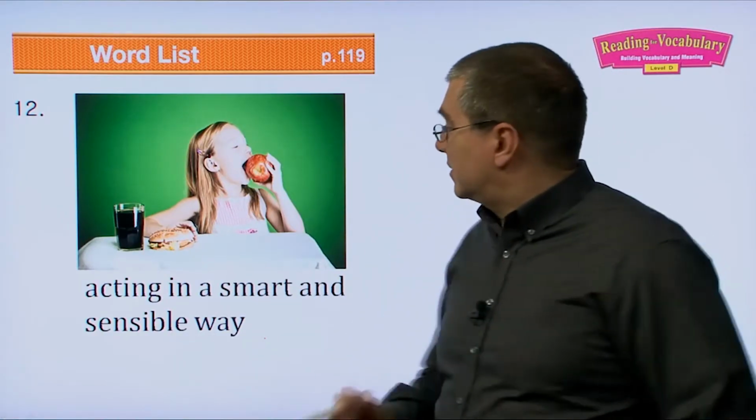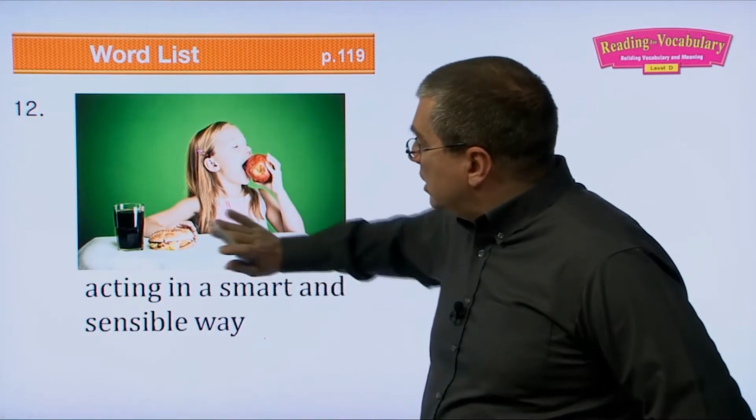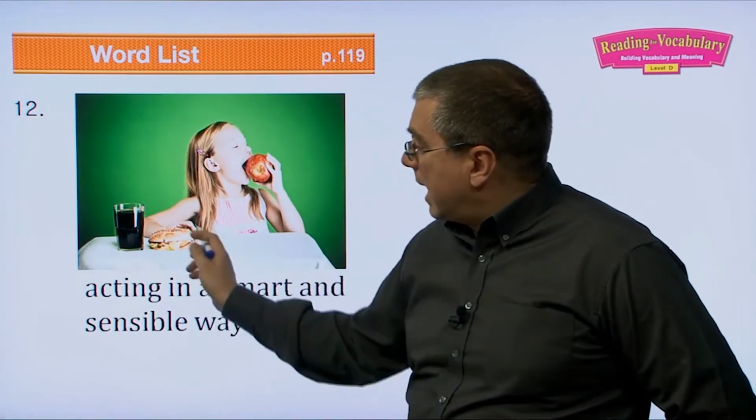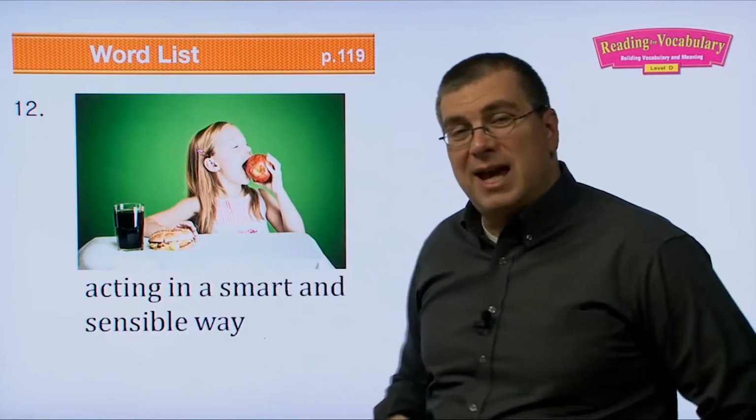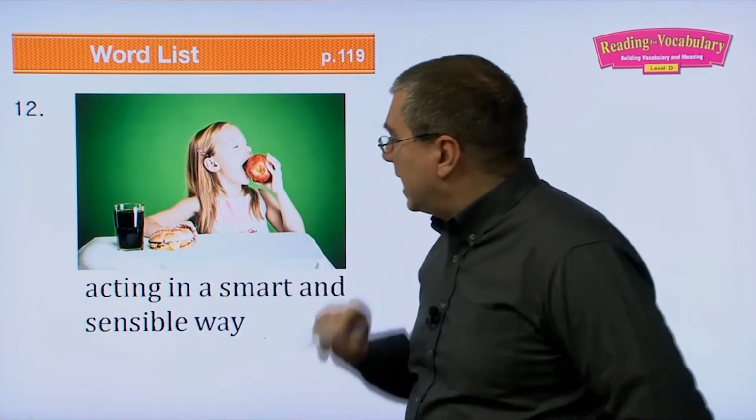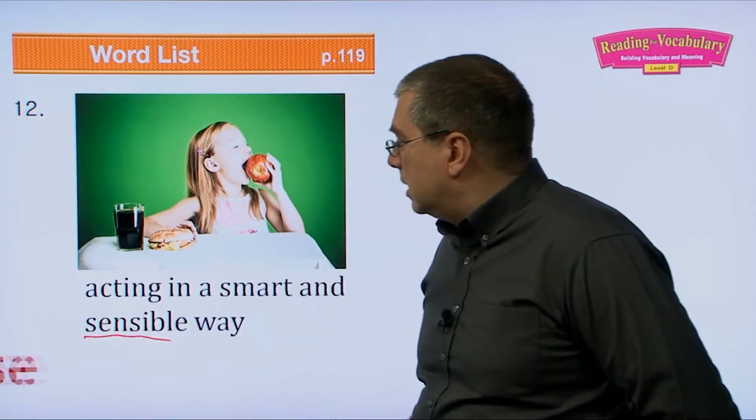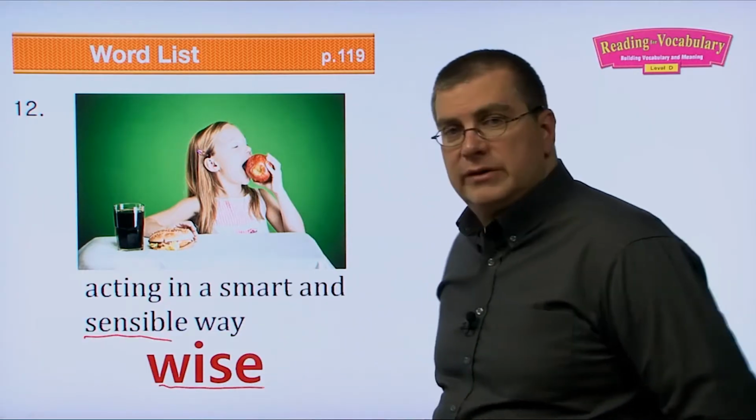Next one, acting in a smart and sensible way. So if someone acts in a smart and sensible way, what is this girl doing? She's pushing away the hamburger and the Coke. And instead of eating the hamburger, she's eating an apple. This is sensible. So she is wise.